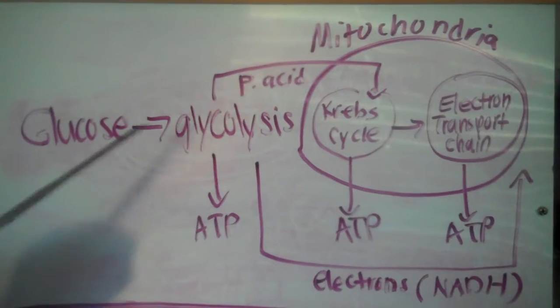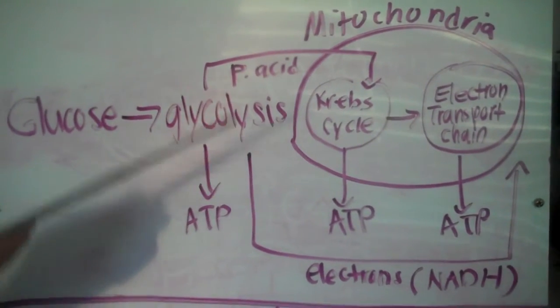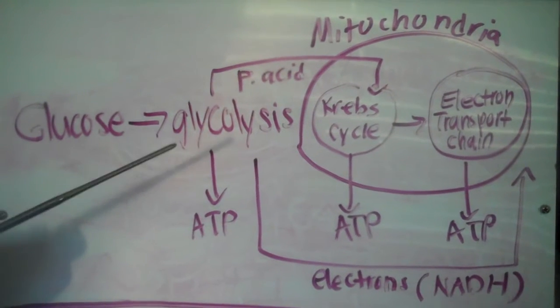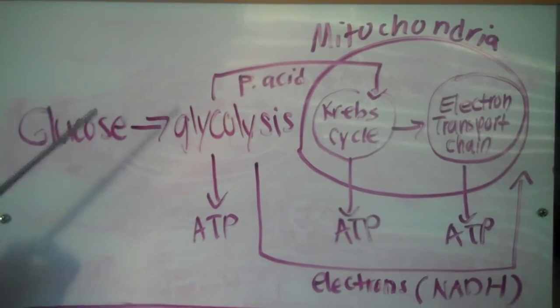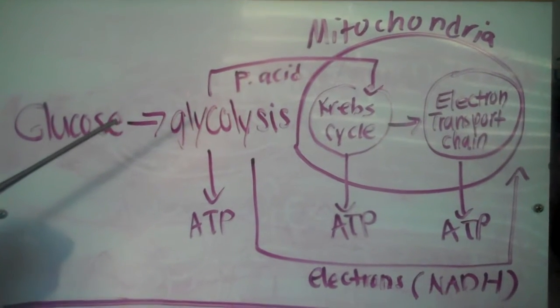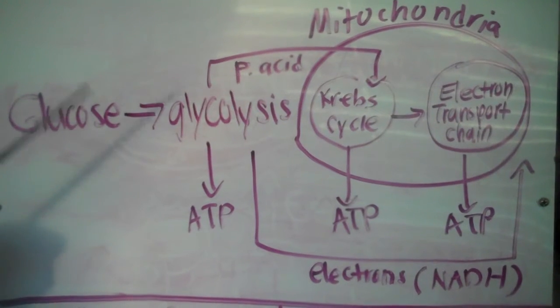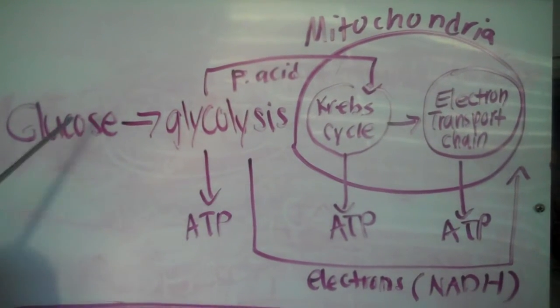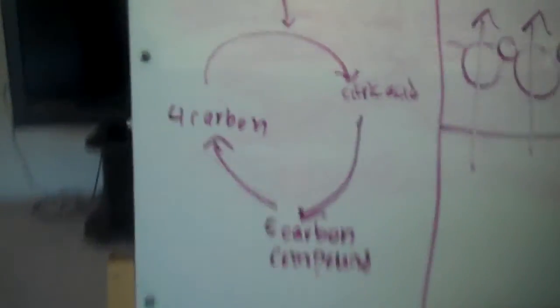3-carbons. And when the pyruvic acid enters the mitochondria, it loses 1 carbon dioxide and combines with a coenzyme A to form acetyl CoA, which is a 2-carbon molecule, and some of the energy converts NAD plus into NADH, and then it enters the Krebs cycle, which is shown down here.